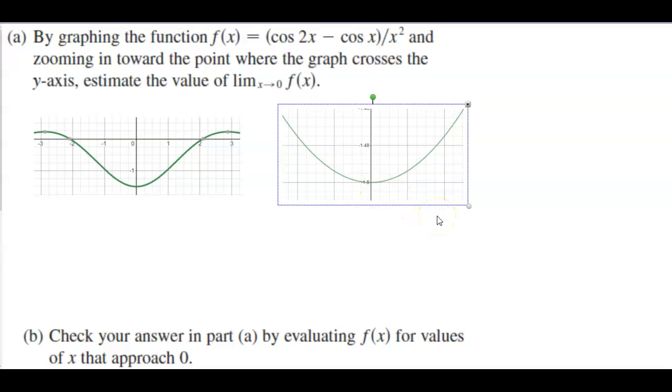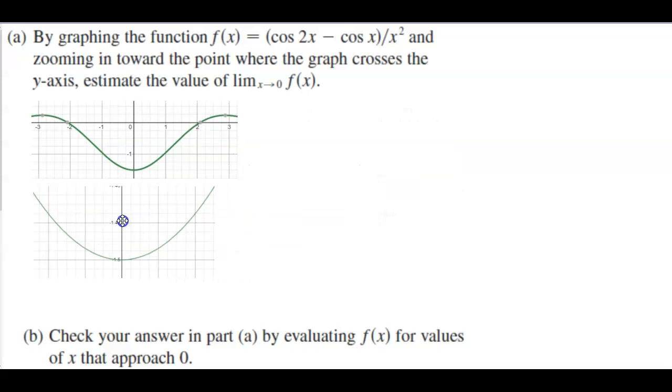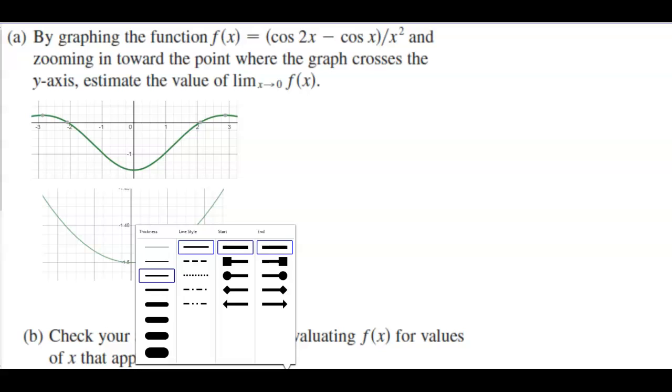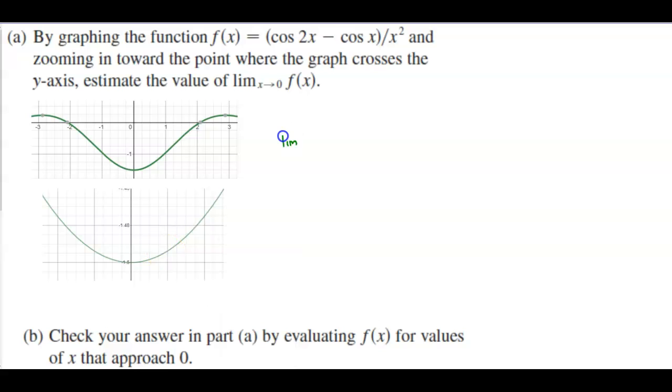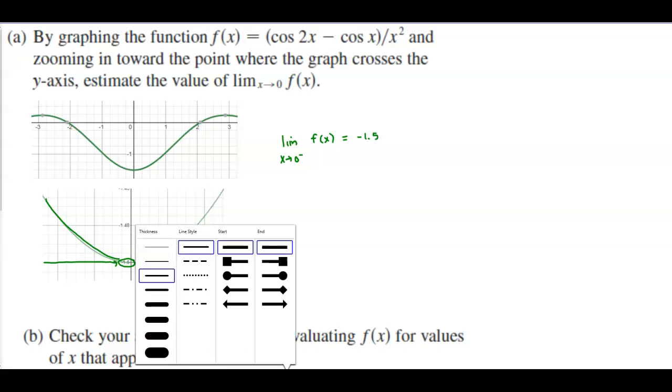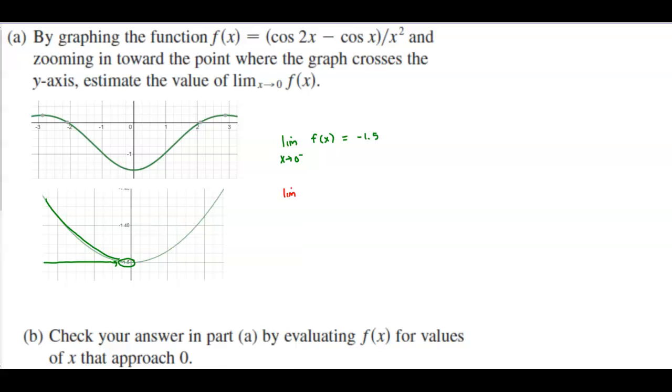So what we can say now is by looking at this graph, let's first determine what's happening as the limit is approaching 0 from the left of this function. Well, as it is approaching 0 from the left, we can see that this function is approaching negative 1.5. And then as this limit is approaching 0 from the right of this function, we can see that it's also negative 1.5.